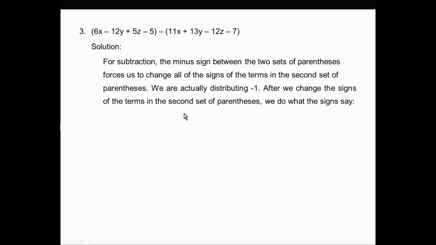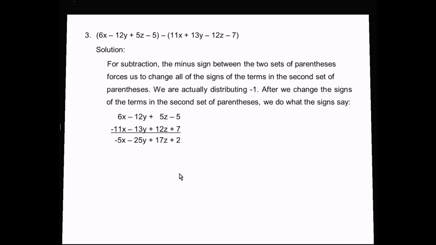After we change the sign of all these terms, we do what the signs say. So 11x became minus 11x, plus 13y became minus 13y, minus 12z became plus 12z, minus 7 became plus 7. So this minus sign forced these sign changes. Now do what the signs say. 6x minus 11x, minus 5x. Negative 12y minus 13y, minus 25y. 5z plus 12z, plus 17z. Negative 5 plus 7, plus 2. And that's your final answer.